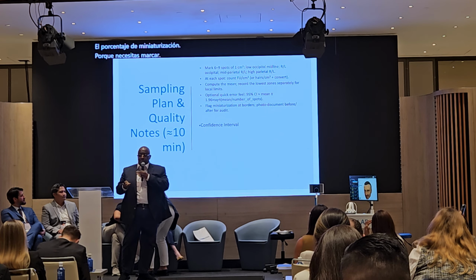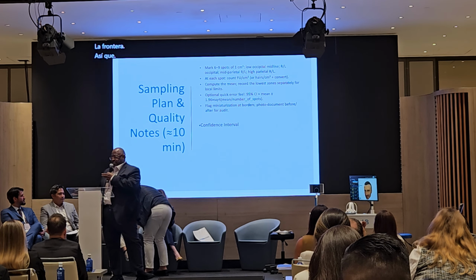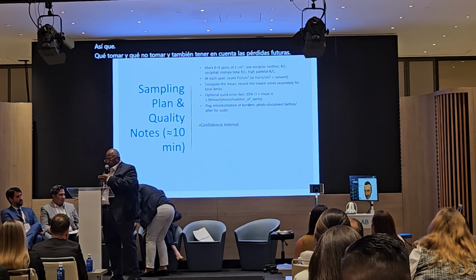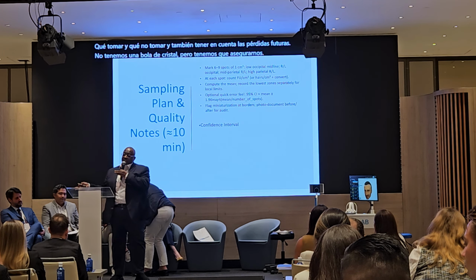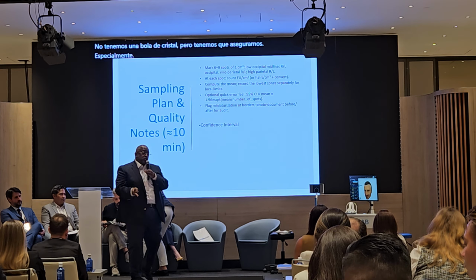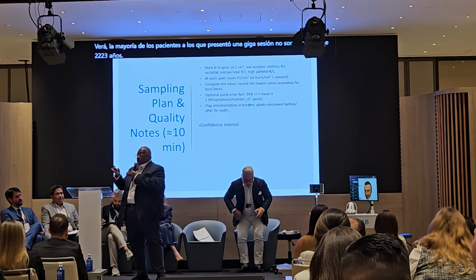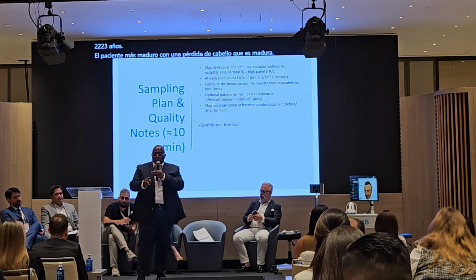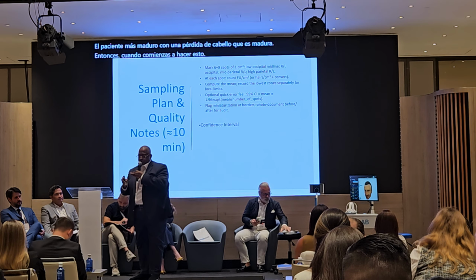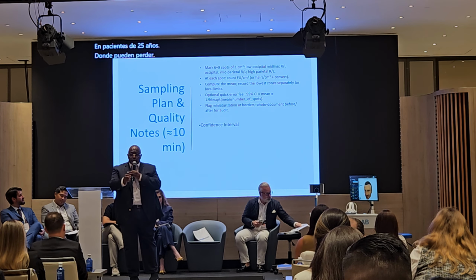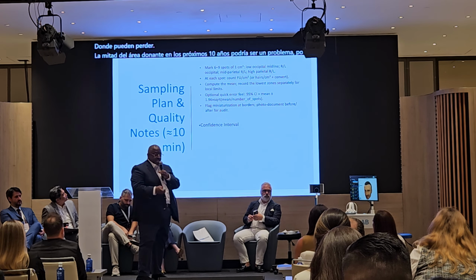We don't have a crystal ball, but we need to make sure, especially, you see, most of the patients presented with a giga session are not your 22, 23 years old patients. The more mature patient with a hair loss that is mature. So when you start doing this on patients who are 25, where they may lose half of the donor area in the next 10 years, it could be a problem. So you have to be careful because assessment of the donor has to take into account family history, age, medication.